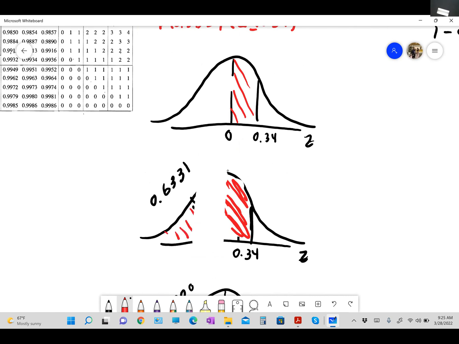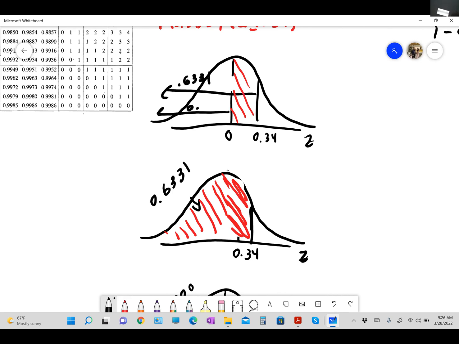So all you were supposed to do is, if you want the area in between, you just take 0.6331 and subtract 0.5. In other words, here's 0.6331. Here's 0.5. Those are the areas to the left. Those are your phis. You just go ahead and subtract, and you get 0.1331. And that is the area in between. That's how you find areas in between.